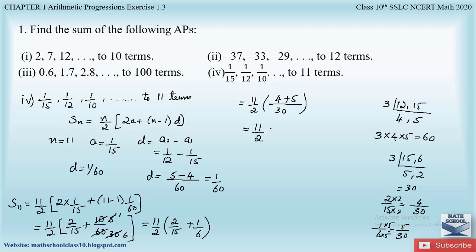11 divided by 2 into (5 plus 4), it is 9 divided by 30. It can be simplified now. 3 10s are 30, 3 3s are 9, so 11 into 3 is 33 divided by 2 into 10 is 20. Therefore the sum of the first 11 terms is equal to 33 divided by 20. So this is the result.